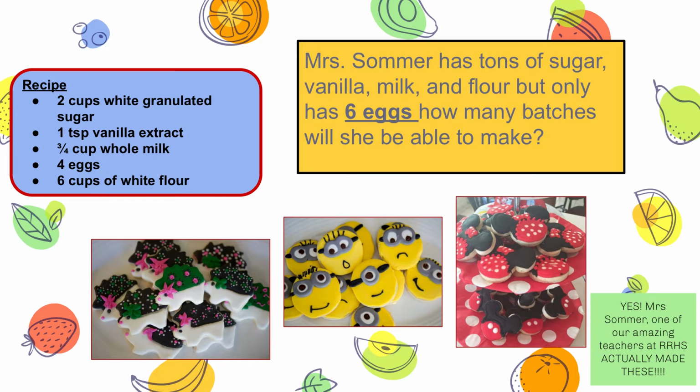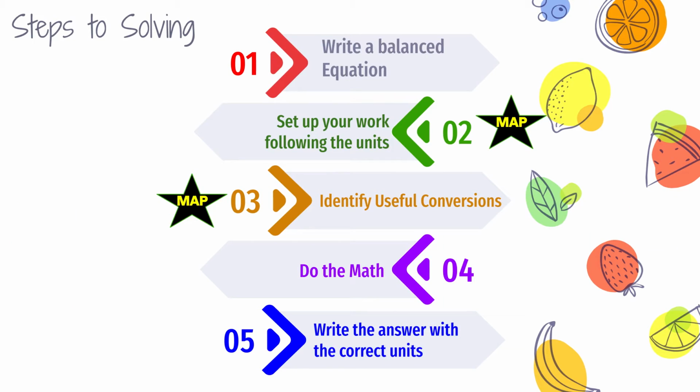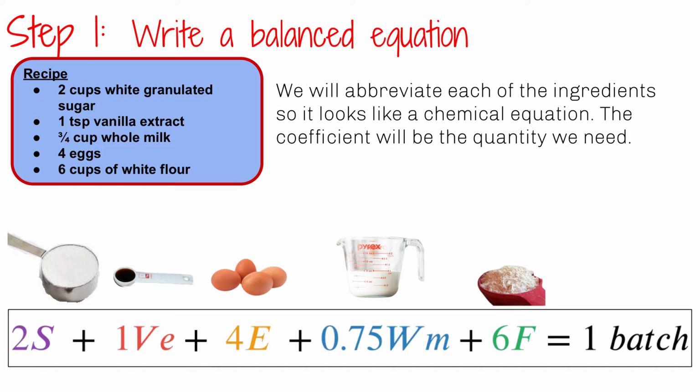Okay, so yes, this is stuff that I've actually made, my custom sugar cookies. So steps to solving a problem like this. You write your balanced equation. You set up your work following the units. You identify useful conversions. You do the math, and then write the answers with the correct units. In the sugar cookie example, write a balanced equation. So what we have is 2 cups of sugar plus 1 teaspoon vanilla plus 4 eggs plus 0.75 or 3/4 cup of milk plus 6 cups of flour equals 1 batch.